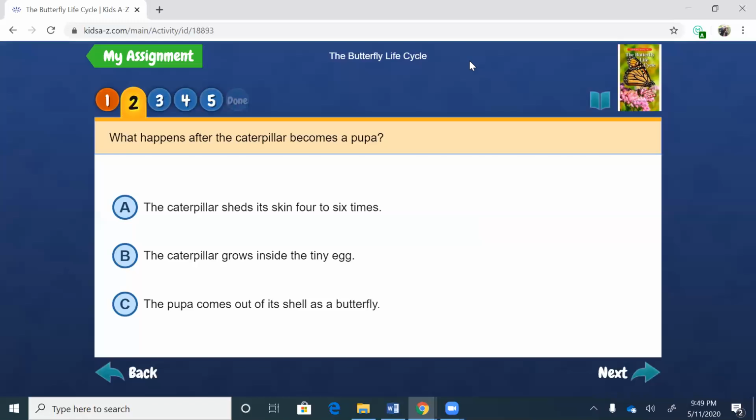The caterpillar sheds its skin 4 to 6 times. The caterpillar grows inside the tiny egg. The pupa comes out of its shell as a butterfly. So the answer is going to be A. The caterpillar sheds its skin 4 to 6 times.